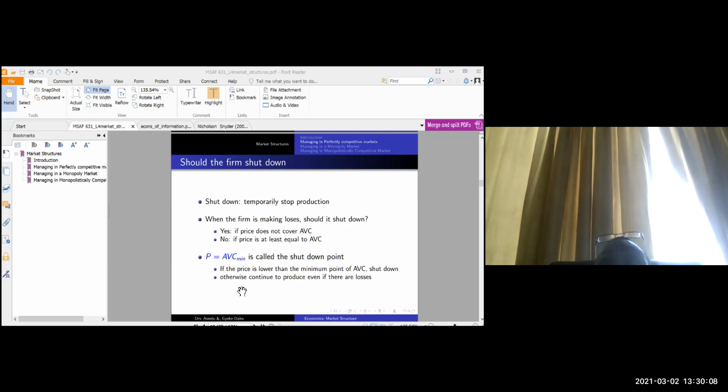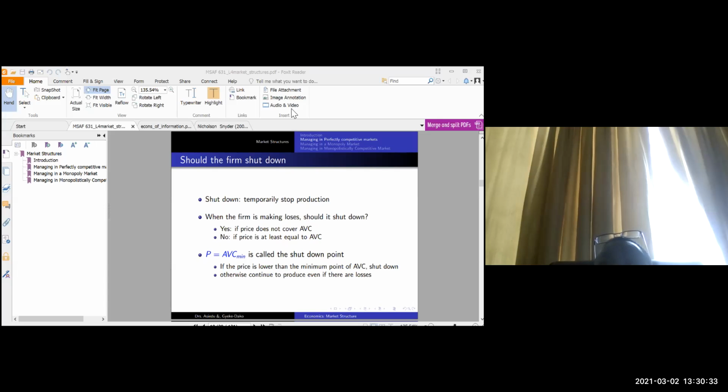So the shutdown point is the point where the price equals the average variable cost, the minimum of the average variable cost. Beyond this equilibrium, if the average variable cost is higher than the price, then you shut down. Okay. So if the price is lower than the minimum of the average variable cost, then shut down. Otherwise, continue to produce, even if there are losses made. Okay. All right, I'm going to end today's class here.